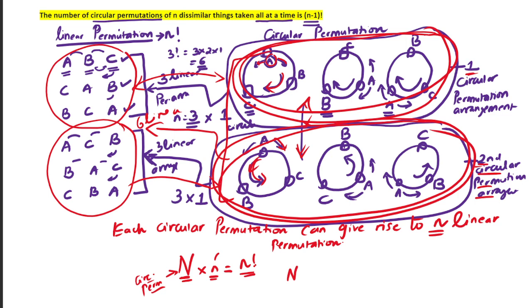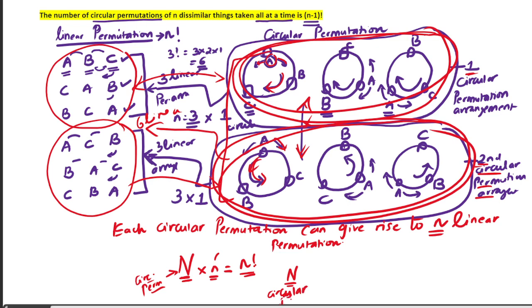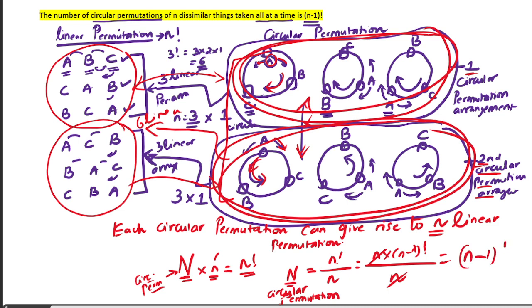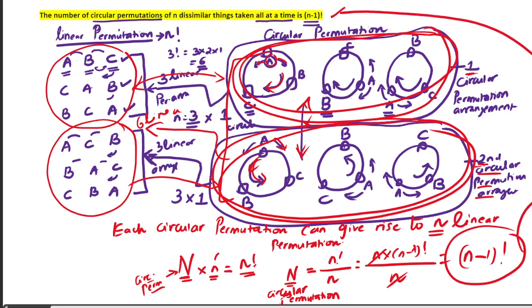So the formula for circular permutation is equal to n factorial divided by n, which equals n into (n minus 1) factorial divided by n, which equals (n minus 1) factorial. So that's where this formula is coming from.